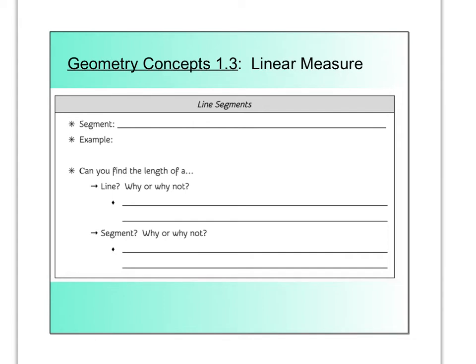Today we are going to cover Unit 1, Lesson 3 on linear measure. As you recall, in Unit 1, Lesson 2, we talked about lines. Well, today we're going to talk about segments of lines. A segment of a line is part of a line with two endpoints.